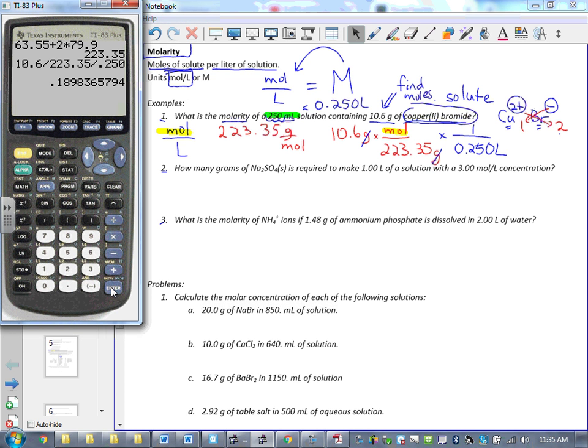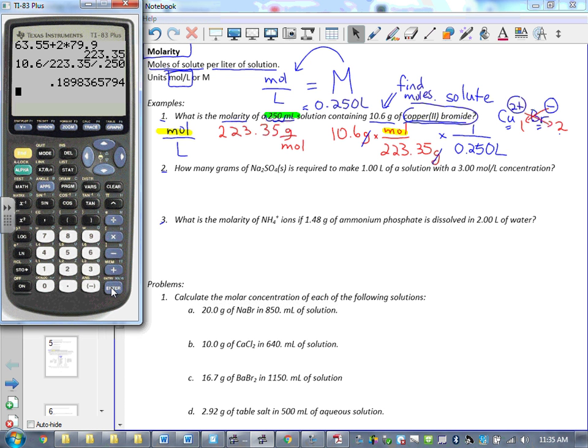Miss, this is how we end after baby step, right? Yes, that's a baby step. So we get 0.1898, etc., moles over liters. Janessa, we should be thinking about significant figures.